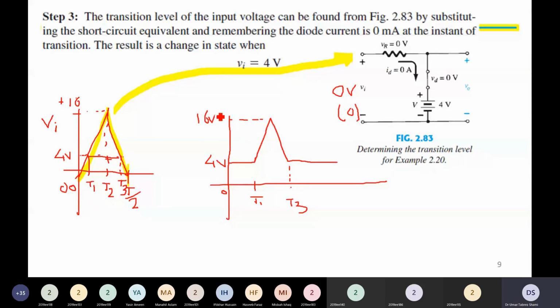ये 16 volt कहां से आ गया? 16 is the slope divided in time t0 to t2 of input signal. So we get a 16 volt. When we apply 16 volt at the input, the diode becomes open circuit. And if we take a ground over here, the voltage being available is 16 volts. Therefore, we are saying that this is 16 volts.